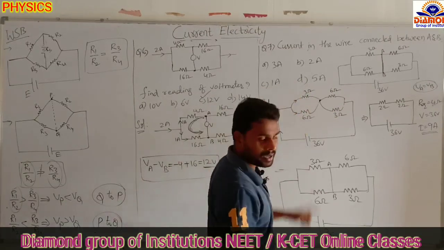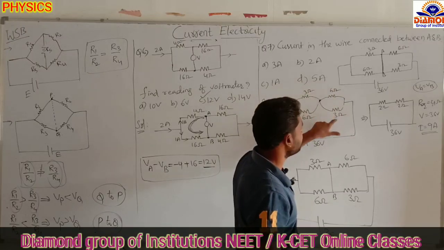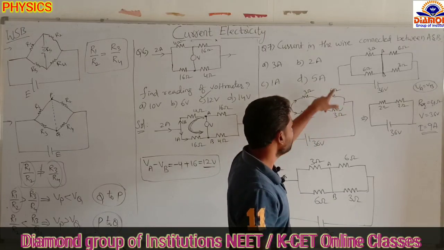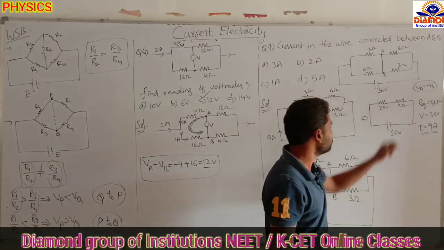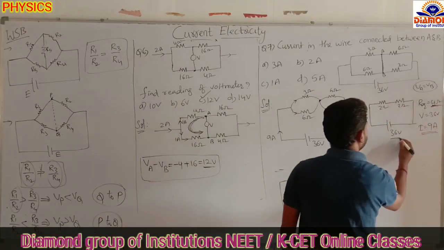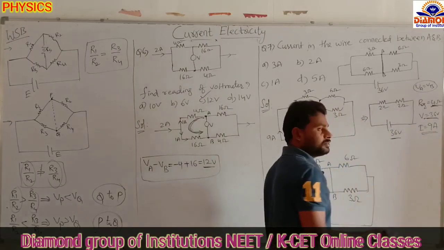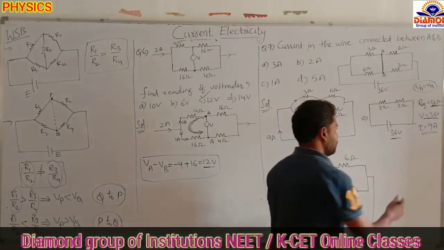3 ohm and 6 ohm in parallel combination will give 2 ohm. And the parallel combination of 6 ohm and 3 ohm, the resultant resistance of these two parallel combinations is 2 ohm. Then the equivalent resistance we will get is 4 ohm, 2 plus 2, 4 ohm. And the supply voltage they gave is 36 volts, so current equals how much? Voltage per resistance, 36 by 4, 9 amperes we will get.